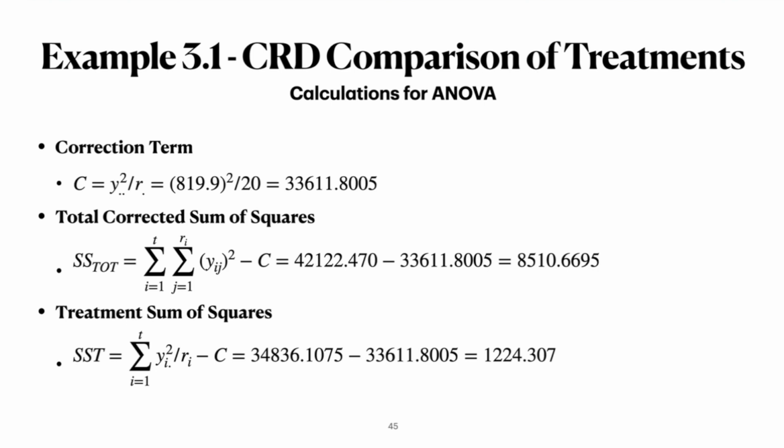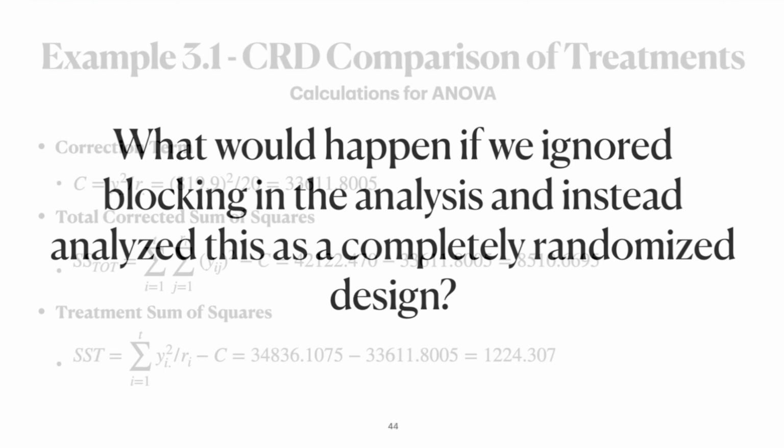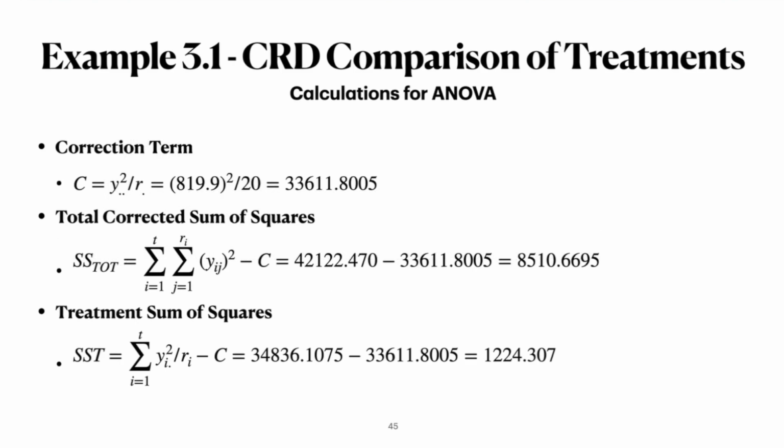Well, if we do that, then let's take a look. Let's go ahead and do that kind of analysis. But let me preface this by saying you would never want to do this, all right? If data have come from a randomized complete block design, you don't want to analyze it as if it's come from a completely randomized design. And so what I'm trying to show here are the negative implications of doing that.